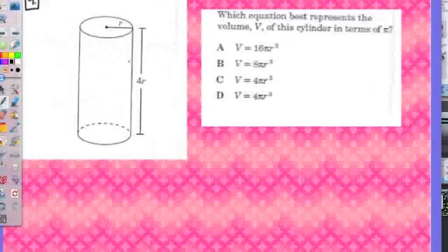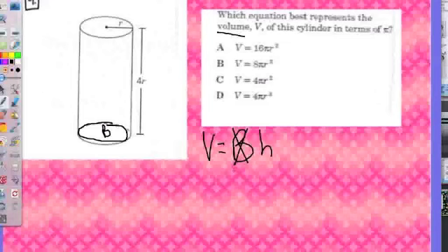All right, this one, I'm going to just basically lay everything out there for you. I'm going to go step by step. It's asking for the volume. So you got V equals big B H. All right, be very, very careful. Big B, remember, it's a cover-up for a formula. Well, what is the big B on here? It's the area of the base.